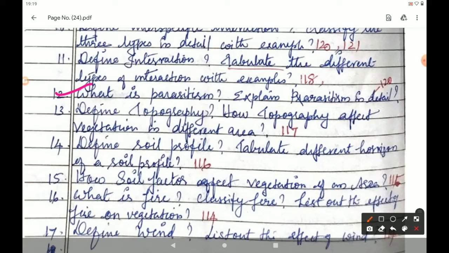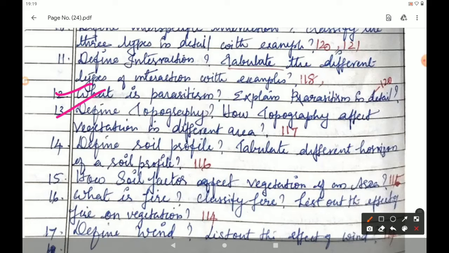The next question is the 13th question. Define topography. How does topography affect vegetation in different areas? Answer for this question is given in page number 117, under the heading 6.2.3 topographic factors. Topography means the surface features of earth are called topography.